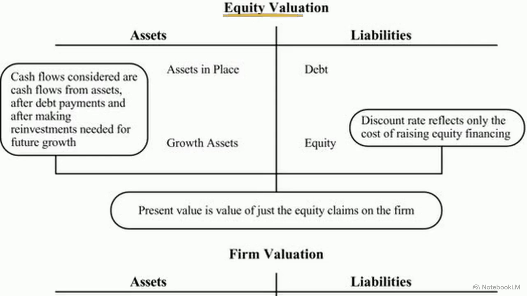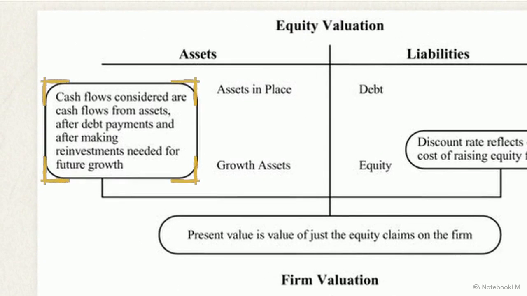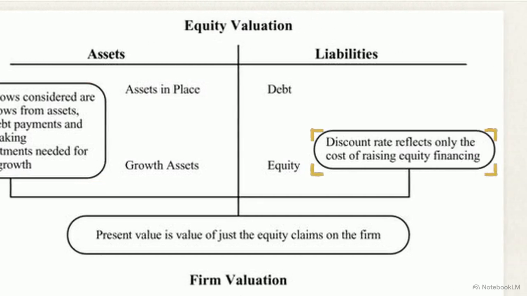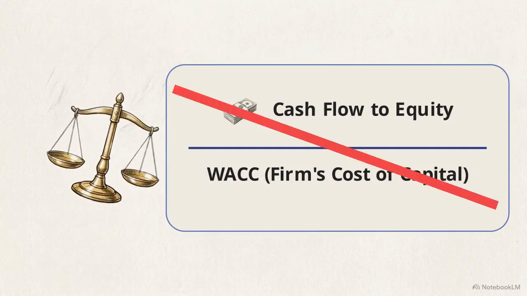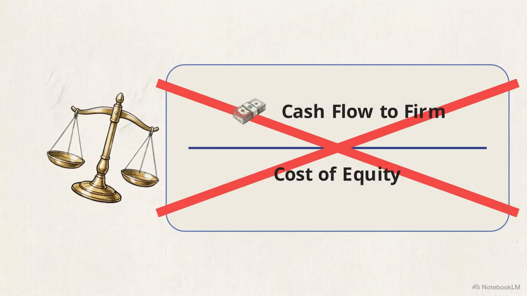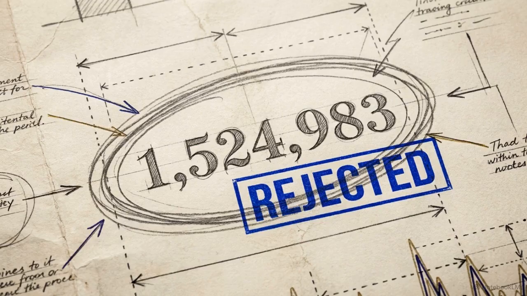To value just the equity, you isolate the residual cash flows remaining after all debts and reinvestments are met, and you discount them exclusively by the cost of equity. Conversely, to value the entire firm, you calculate the cash flows generated prior to any debt payments. Because you are factoring in all claim holders, you must discount those flows using the weighted average cost of capital. Mismatching these components, discounting equity cash flows at the firm's cost of capital, or vice versa, creates a mathematically biased estimate that will artificially inflate or depress the final valuation.